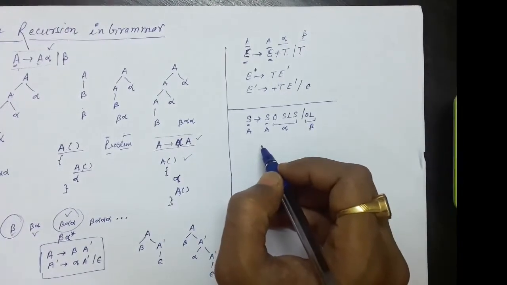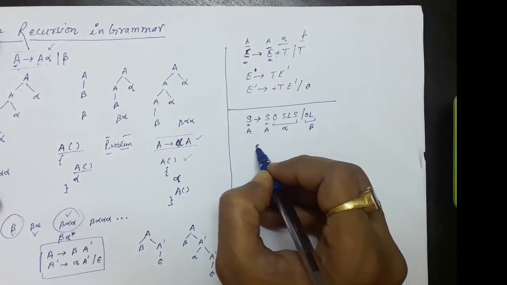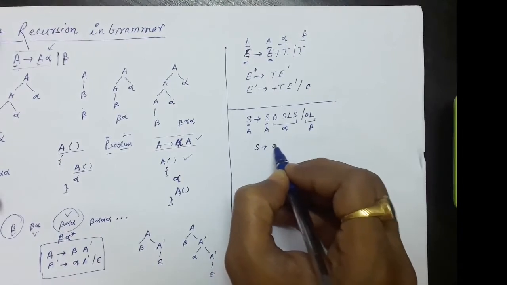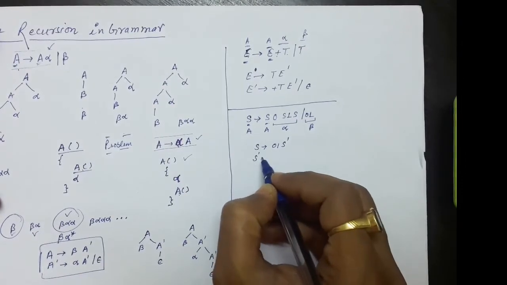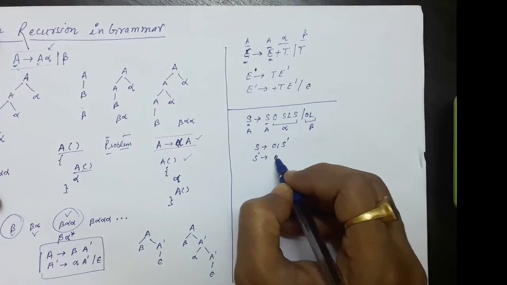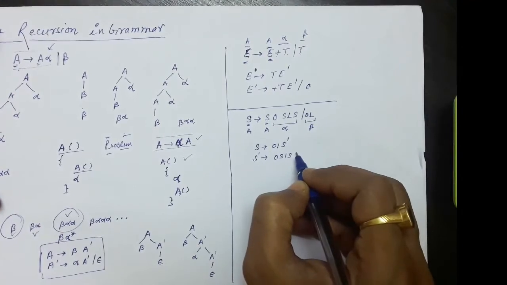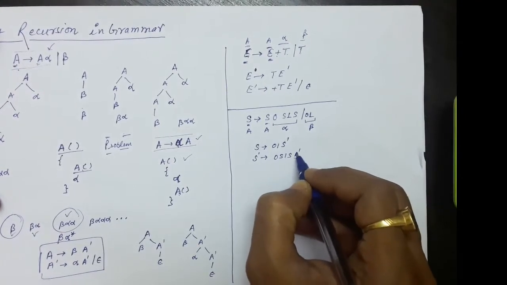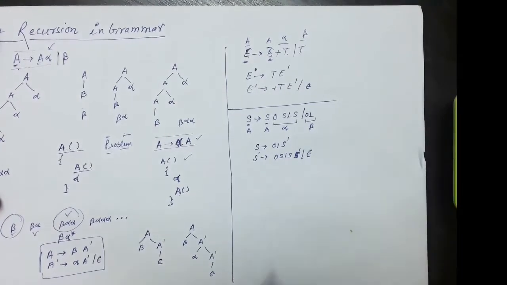So how are we going to convert this? A produces beta A dash. So S produces beta, which is 0 1. And let's take a new symbol S dash here. And then this S dash produces alpha A dash. So here alpha is 0 S 1 S, and then A dash is S dash here, or epsilon. Okay, so we can remove this left recursion this way.